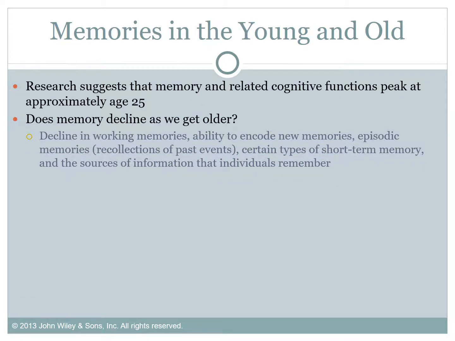We know that certain forms of memory function do absolutely decline as you get older. In particular, your ability to maintain large amounts of information in working memory, the ability to encode new memories quickly, certain aspects of episodic memories may become blurred as well, and elements of your short-term memory as well.